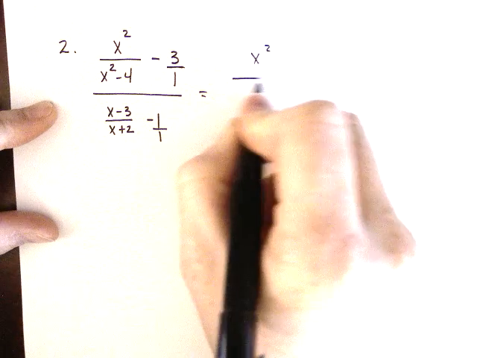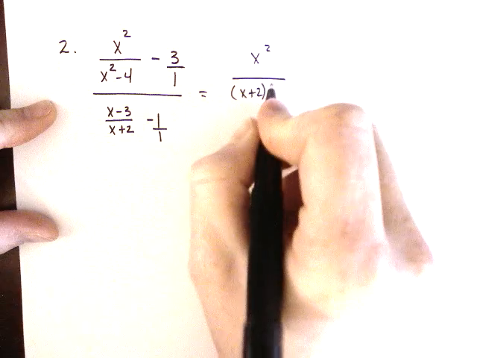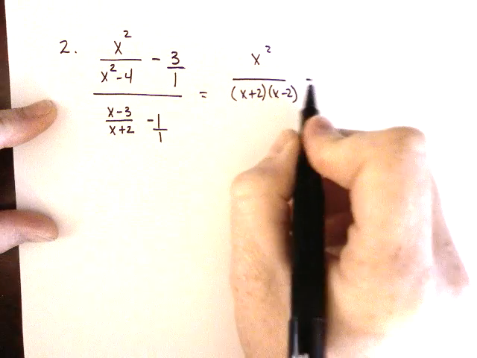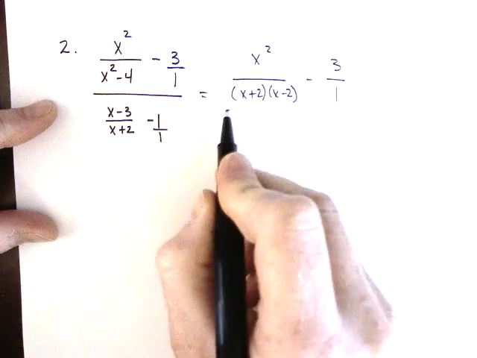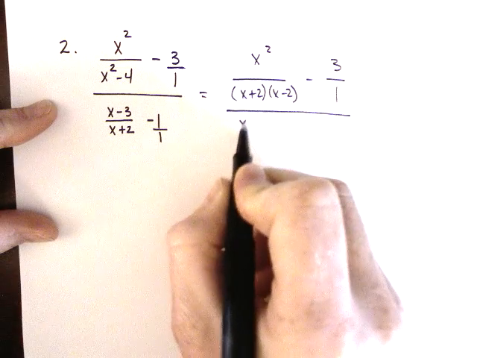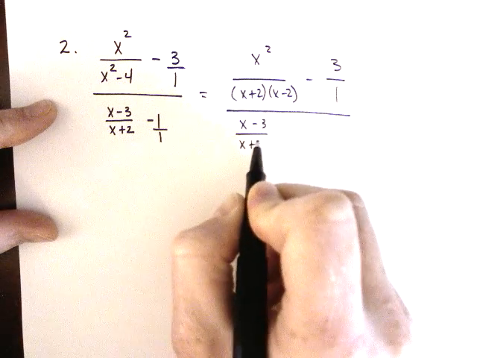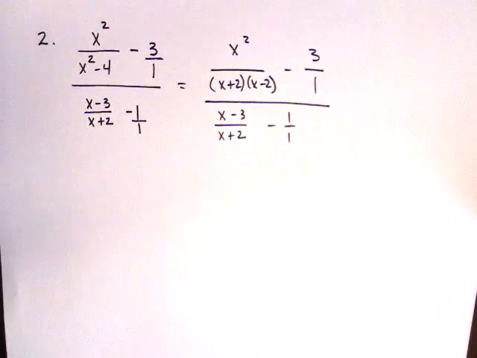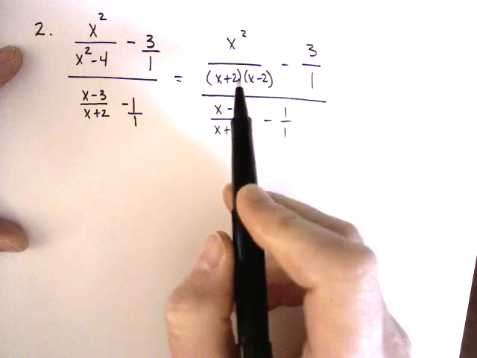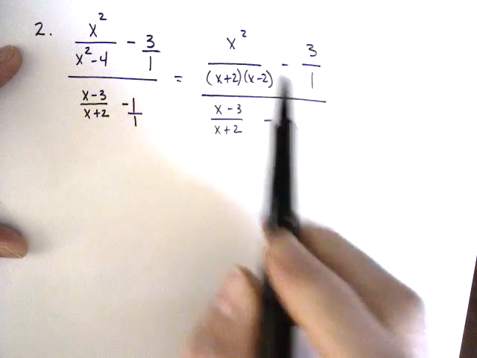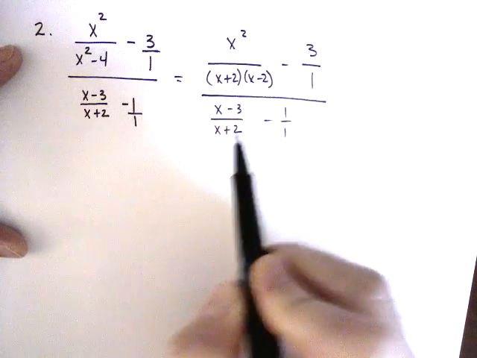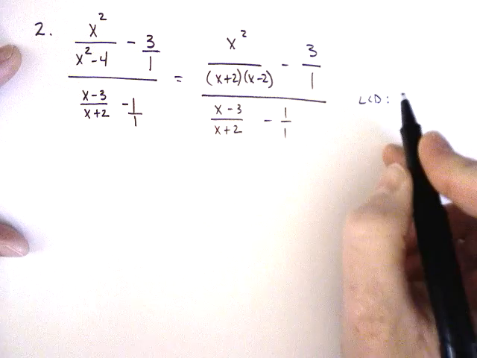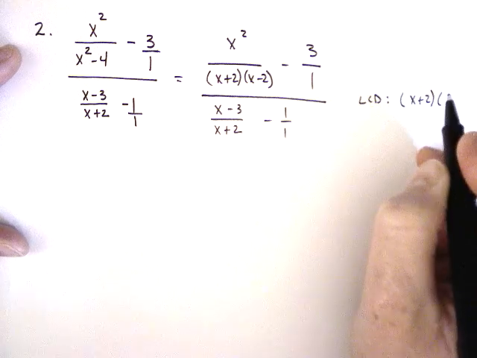x squared over x plus 2 times x minus 2. That's factoring x squared minus 4. Minus 3 over 1 divided by x minus 3 over x plus 2 minus 1 over 1. Okay, now we can look at our problem to find the LCD. The LCD is going to be taken by all of the denominators. And we have an x plus 2, an x minus 2, a 1, and an x plus 2, and another 1. So our LCD is going to be just x plus 2 and x minus 2.